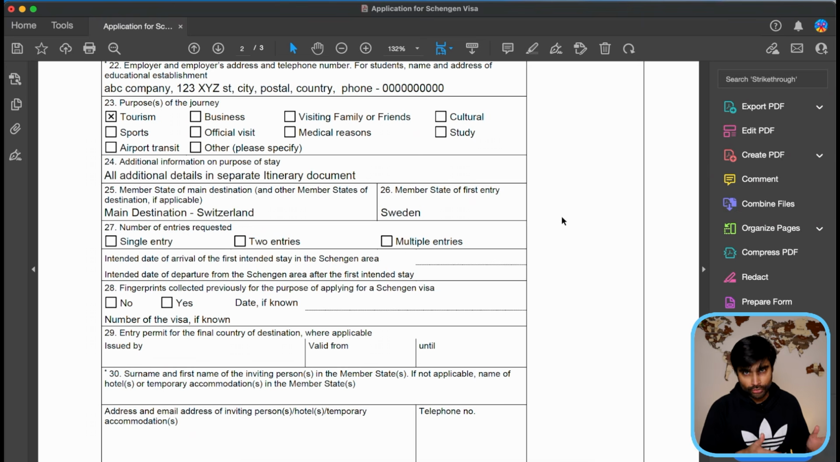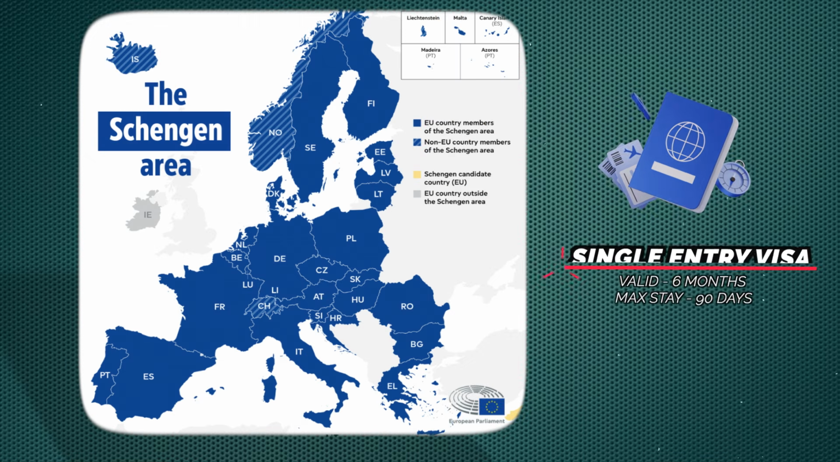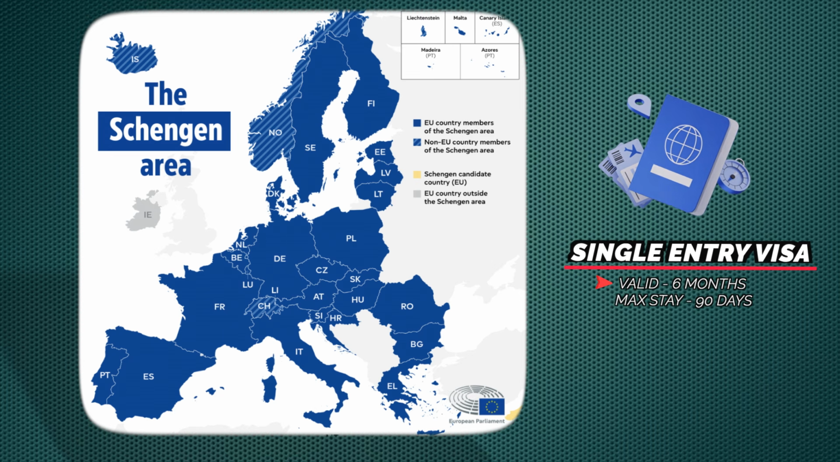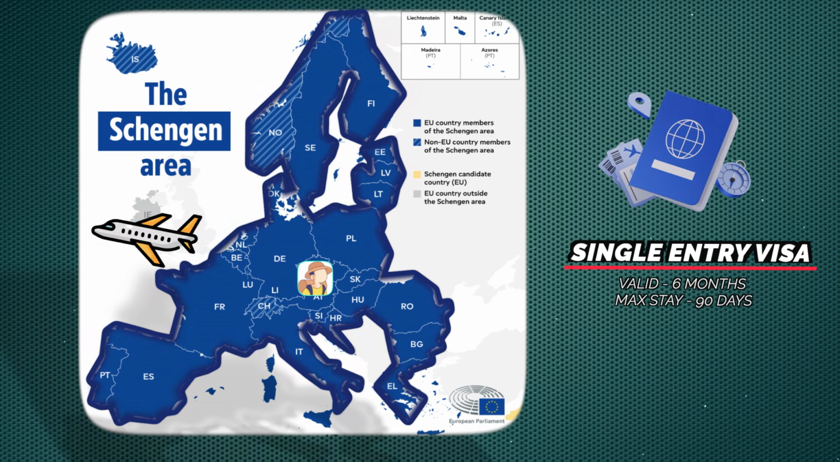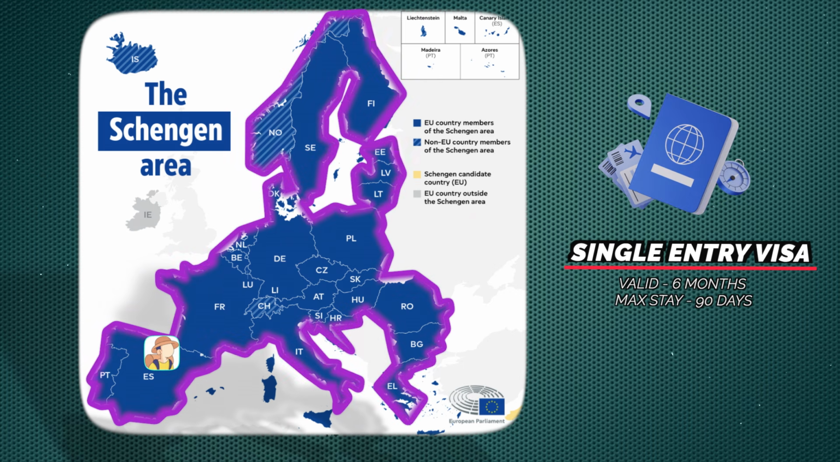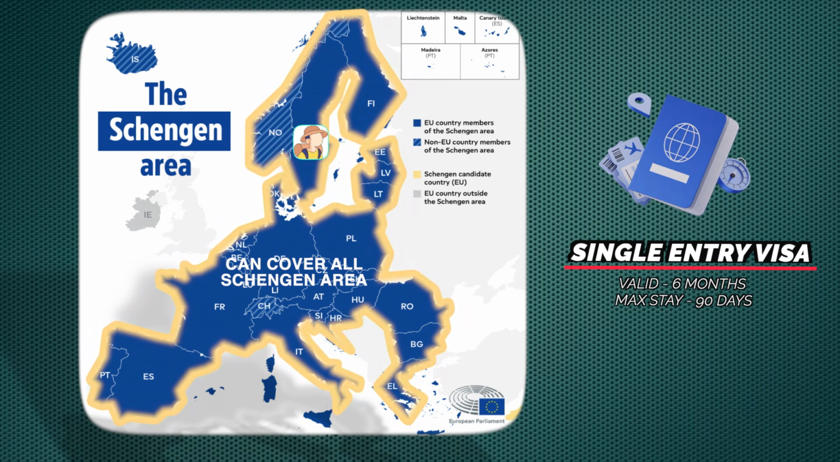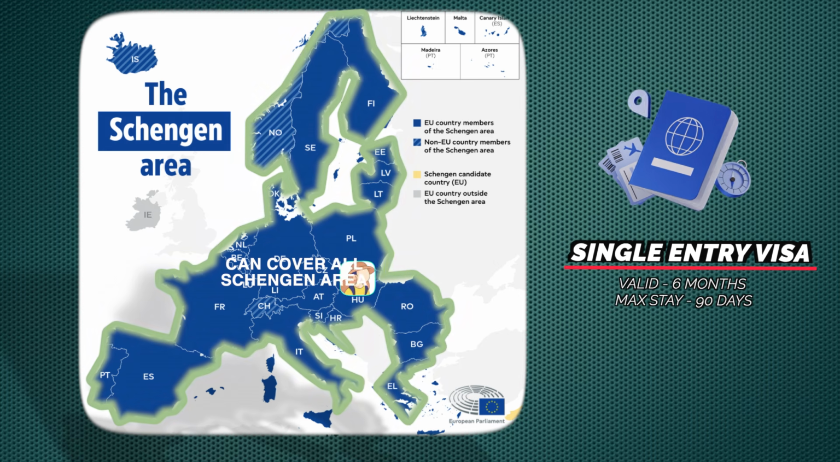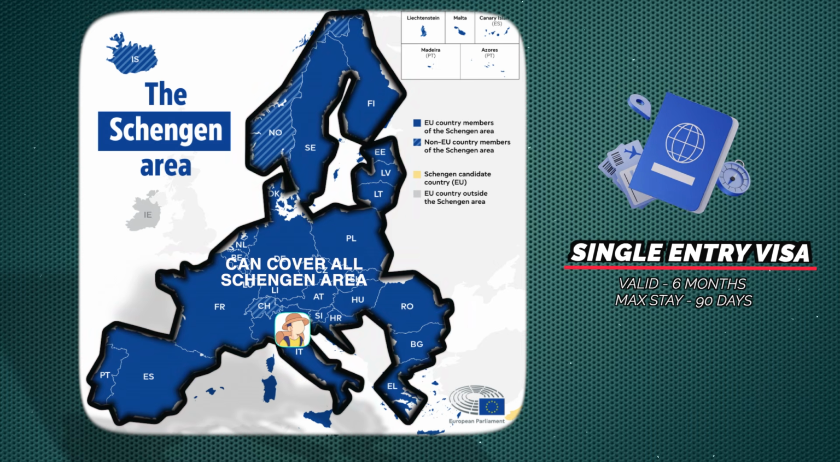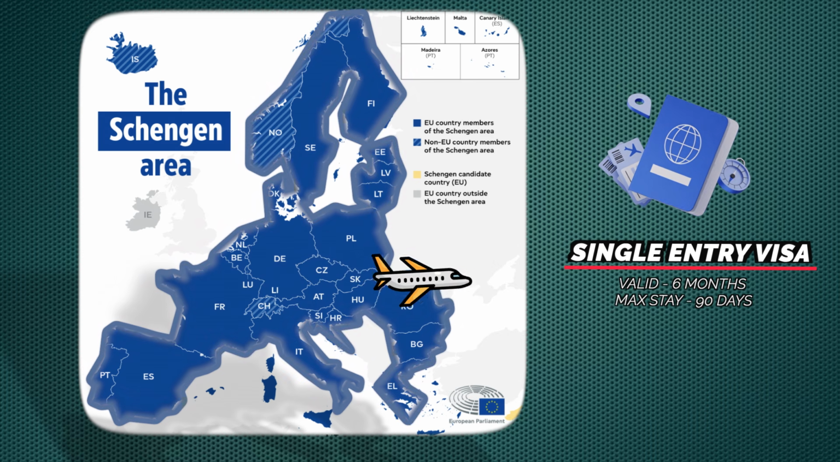Then number 27 is number of entries requested, whether you're requesting a single entry, double entry, or multiple entry visa. So let's understand this with an example. Say you have a single entry tourist visa, which is valid for 6 months with a maximum stay of 90 days allowed per visit. This means that you enter the Schengen area through your first entry country, then you can pretty much cover the whole Schengen area in your single entry visa within a 90-day period, or for however many days they give you the visa for. 90 days is the maximum allowed stay per visit for tourism visa. And then you must leave the Schengen area.